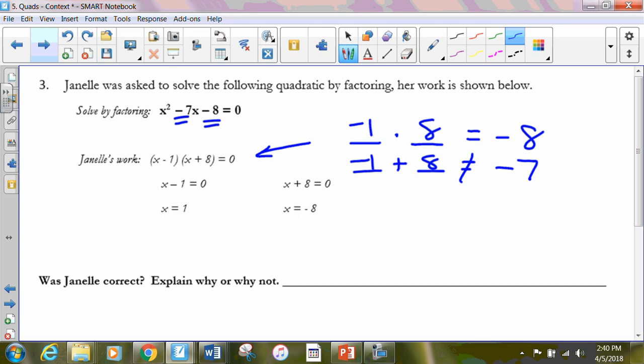So was Janelle correct? Let's say no. Now here's your option. You can explain in words why her work was not correct, or you can just say -1 plus 8 does not equal -7. That is an acceptable way to answer this.